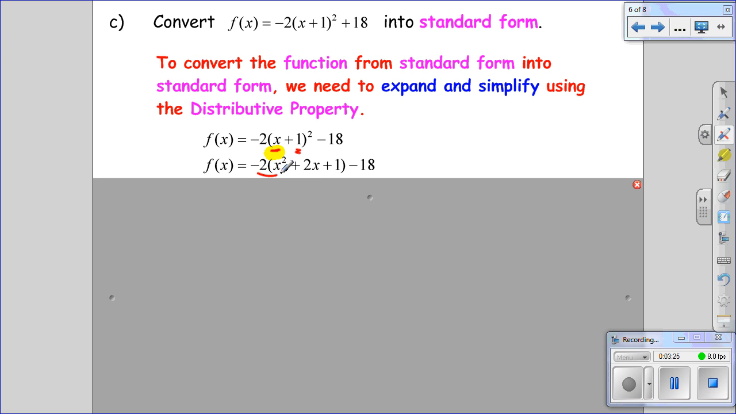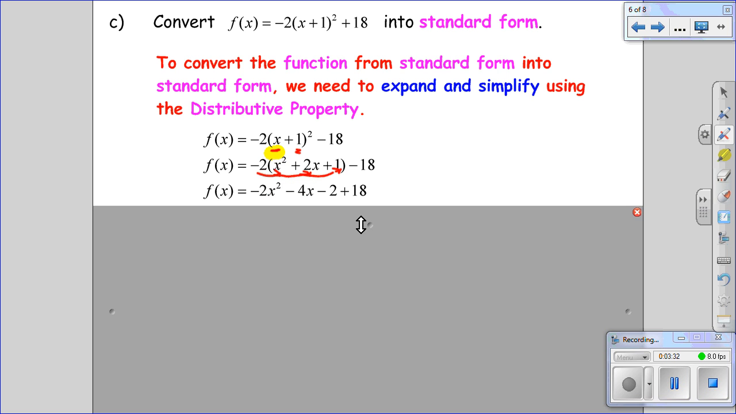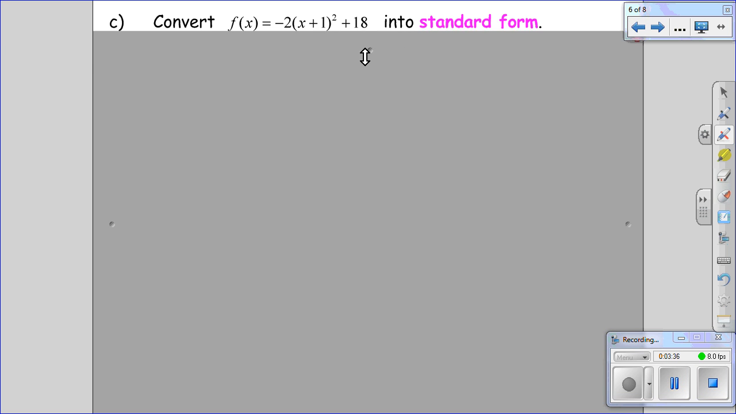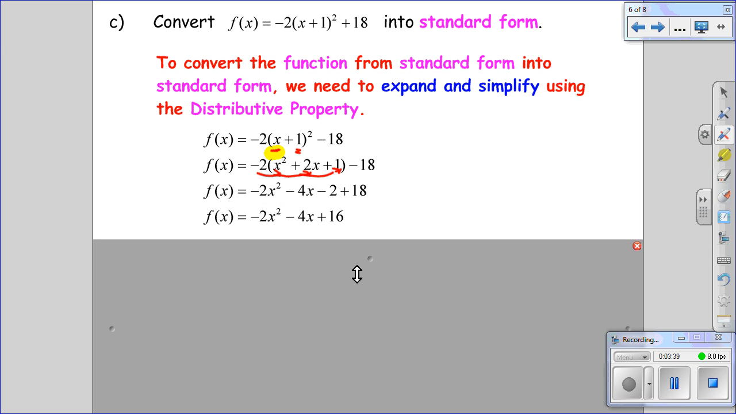Now I need to distribute the negative 2 with each term in the trinomial. So I get negative 2x squared minus 4x minus 2 plus 18. And I can simplify.